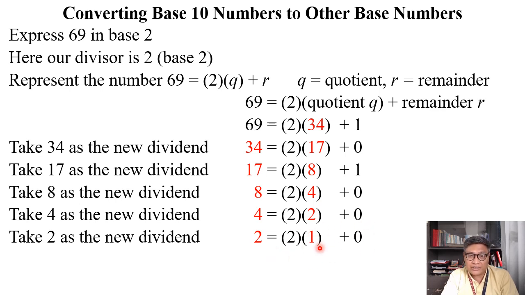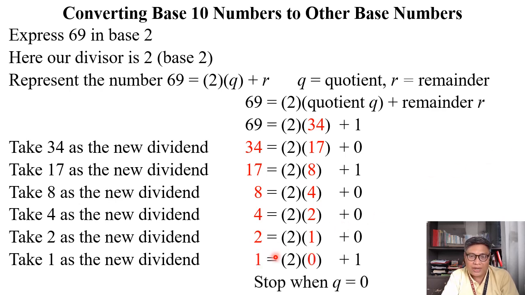Now, you might be stopping here, but do not stop, class, because your quotient is still not 0. So continue dividing 1 by 2. Of course, 1 divided by 2 will give us 0 as the quotient because the quotient is a whole number. This time the remainder is 1, because 0 times 2 is 0 plus 1 is 1.